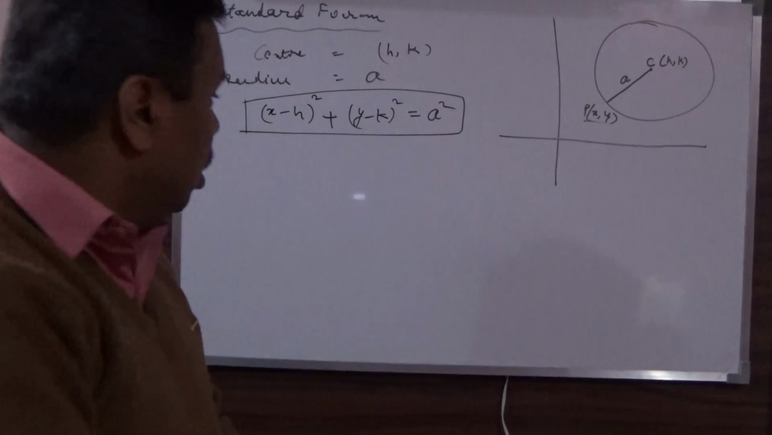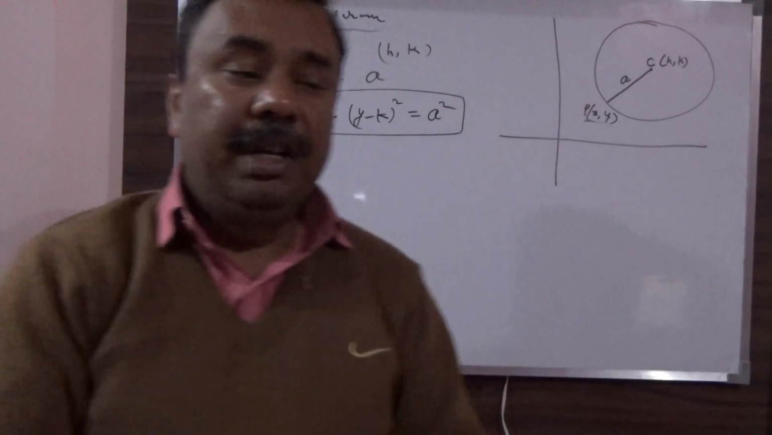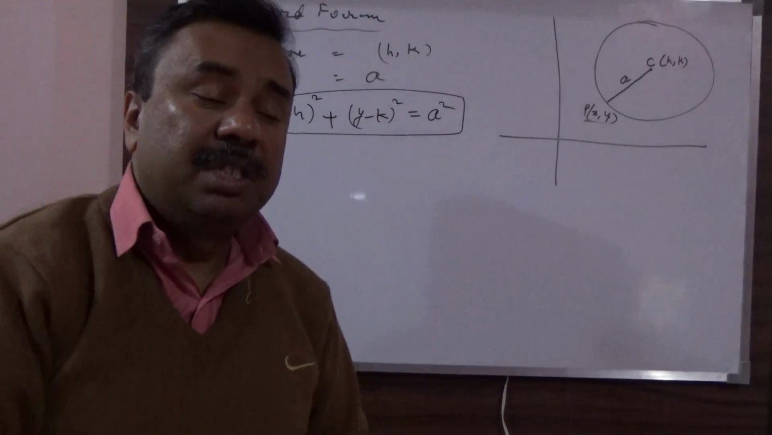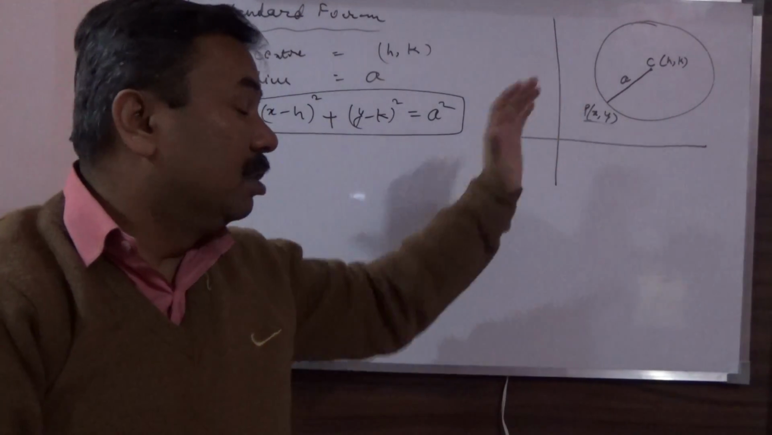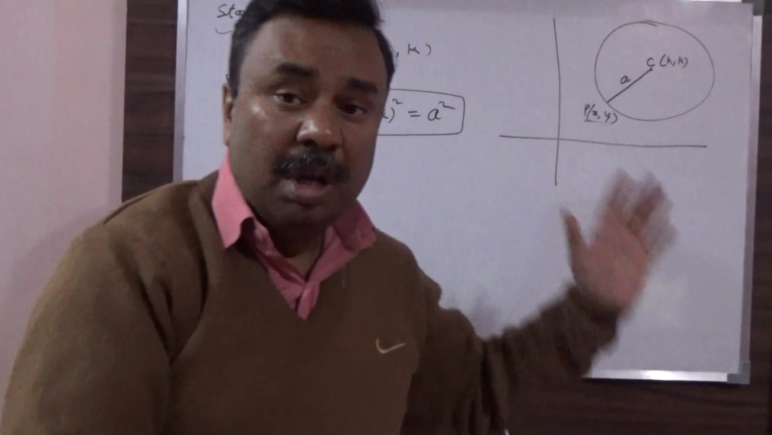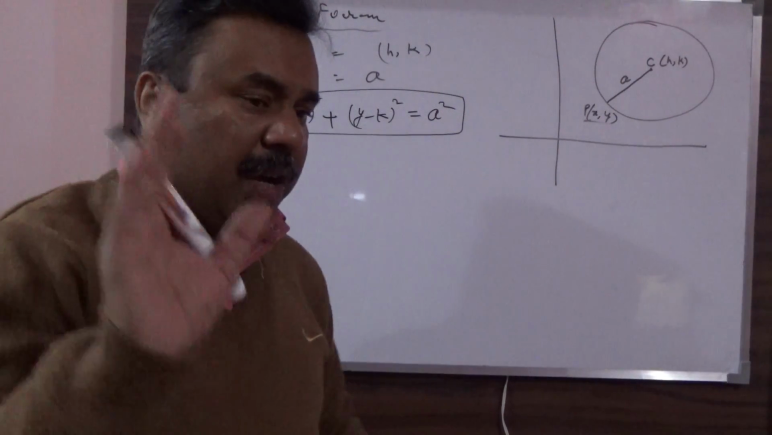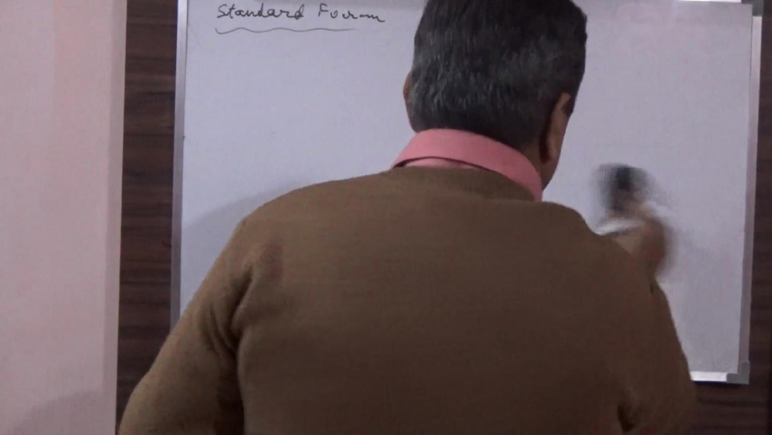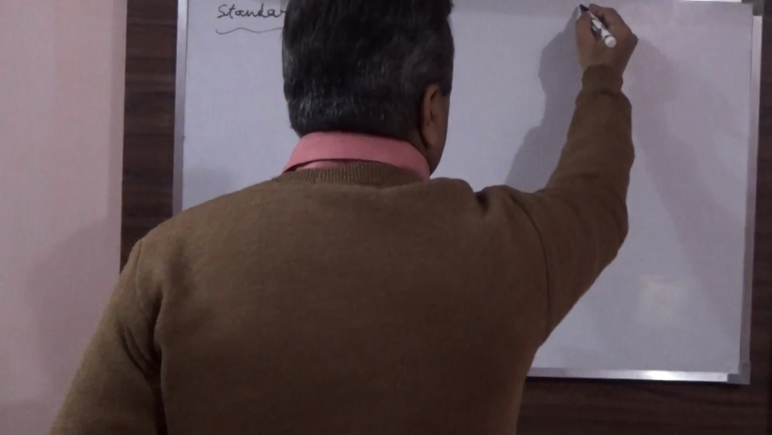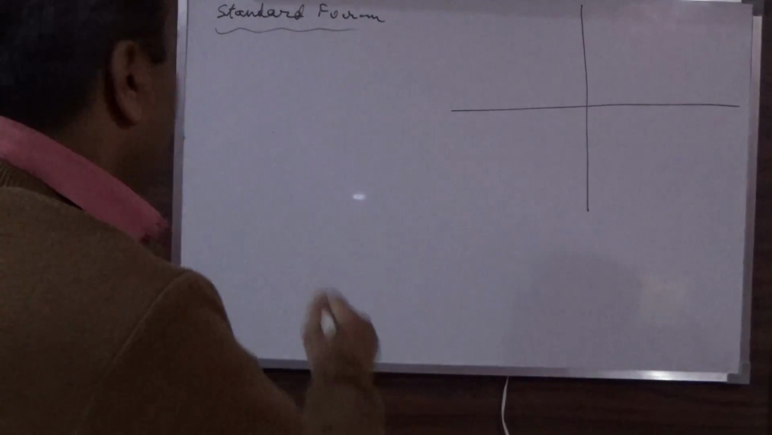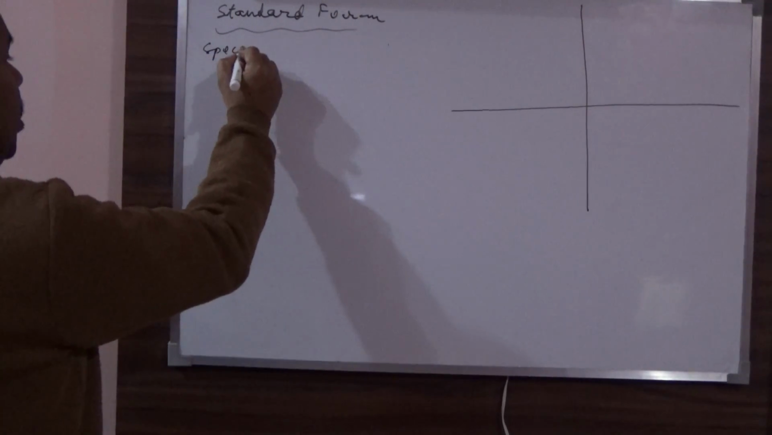Using this, I can find the equation of any circle, given the coordinates of the center and the radius of the circle. Now I will also use the same standard form for some specific cases. Suppose this is the equation that I have taken, where I have not placed the circle at any particular point, but what will happen in some specific cases?